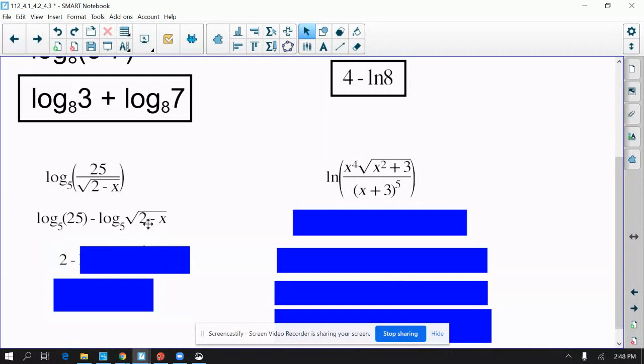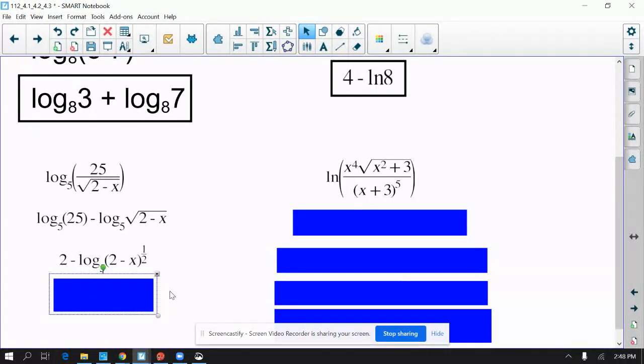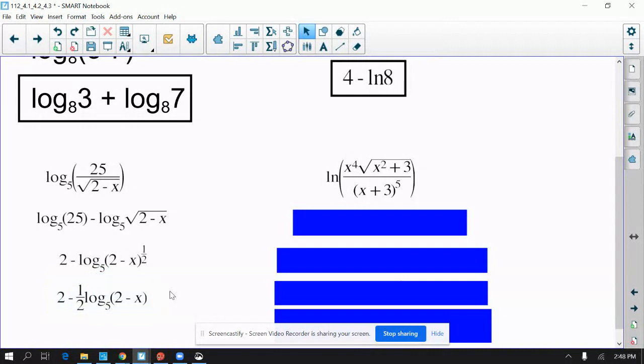Now this one, what can I do? Well, 2 minus x, I'm taking the square root of that. Well, can I write that square root as an exponent? Yeah, that's 2 minus x raised to the 1/2. And now that I've got an exponent, I can take this and swing it out in front, giving me the final answer of 2 minus a half times log base 5 of 2 minus x.